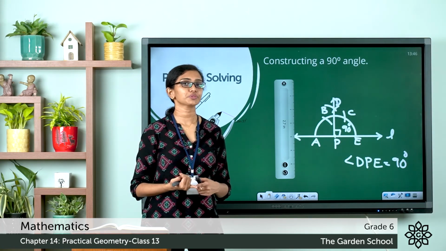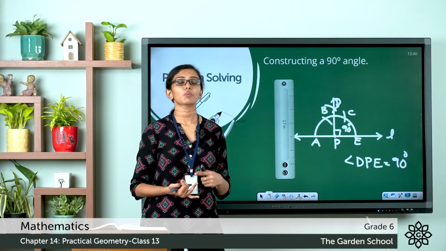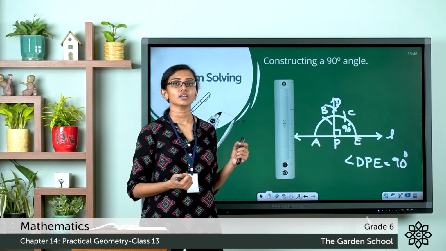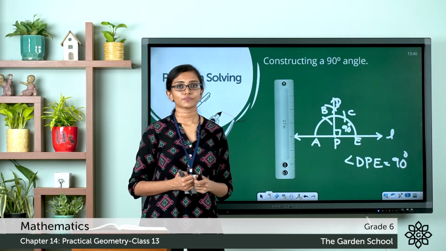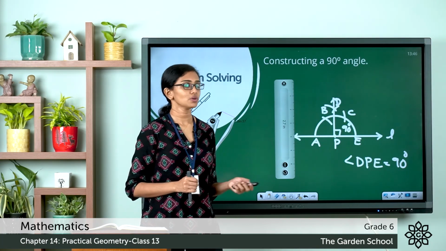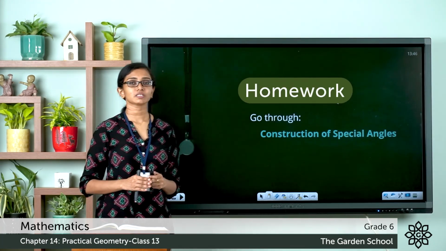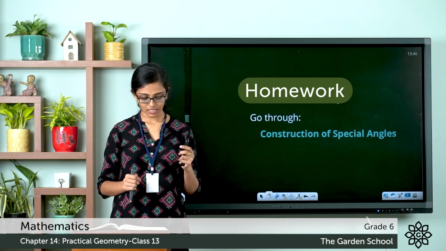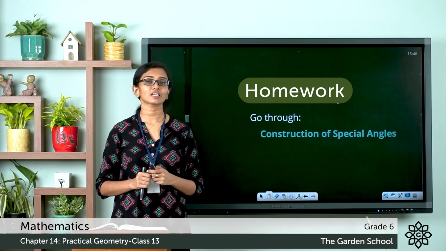So today we saw how to construct a 60 degree angle, a 120 degree angle and a 90 degree angle using the ruler and the compass. I hope the topics are clear to you. You may please go through these topics once again. This is given under construction of special angles starting from page number 214 in your textbook.